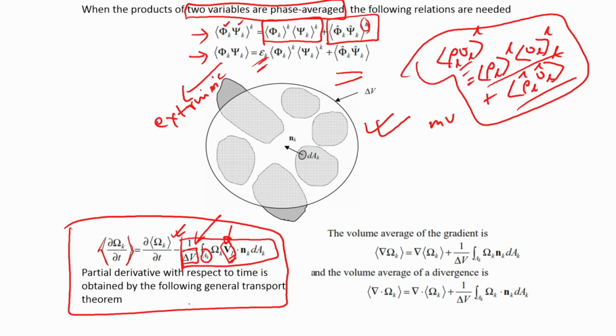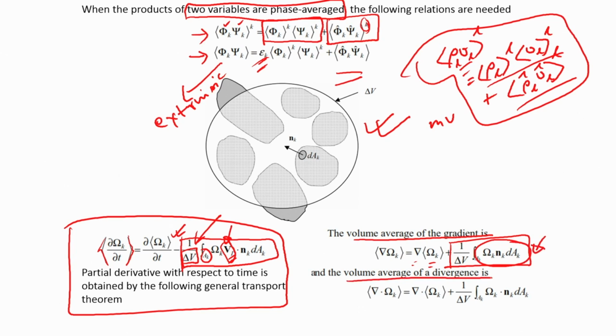Similarly, okay, so that is rule number 1. Similarly, the volume average of a gradient, so you have a gradient of a particular property, it can be anything, is the grad of the averaged property, plus once again you have this particular kind of term coming into the picture. So, this is once again another additional term that you incur.